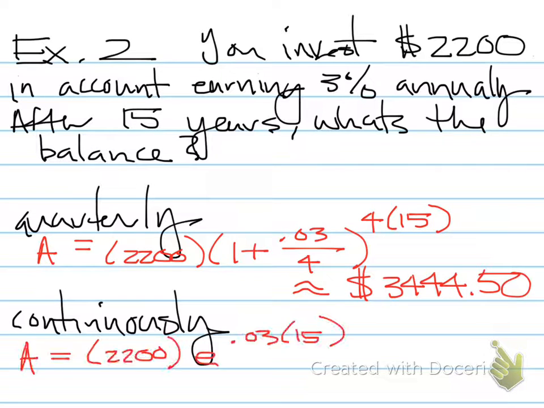And then continuously, we're going to use the following formula. A equals P times e to the RT power, where R is the interest rate, 0.03, T is the number of years, 15 years. So we're going to hit second and then LN, the natural log button on our calculator. We're going to raise e to the 0.03 times 15 power. Once we get that result, we're going to multiply that result by 2,200. And we should get $3,450.29.